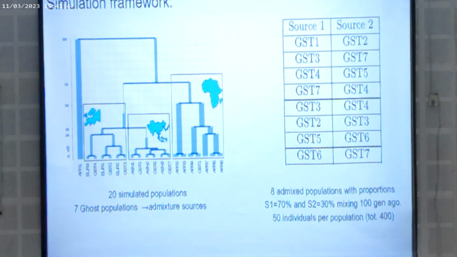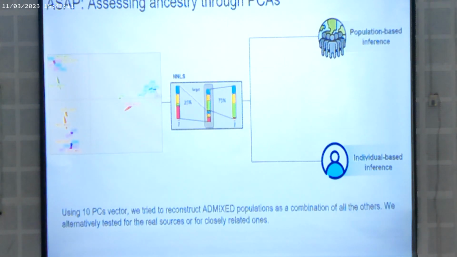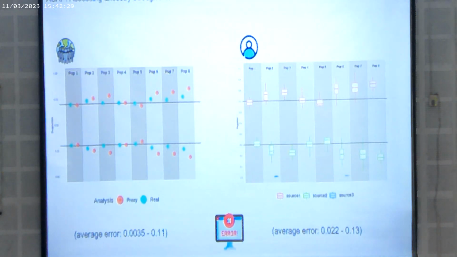So we started from a simulation framework. We simulated basically an old world, a very simplified model, and from these populations, we basically created eight admixed populations with 70-30 proportions, admixed 100 generations ago. And so basically we did the PCA, and we were trying to reconstruct the ancestry of these populations using the NNLS and using the best 10 PC vectors, both in a population flavor and individual flavor. What did we get?